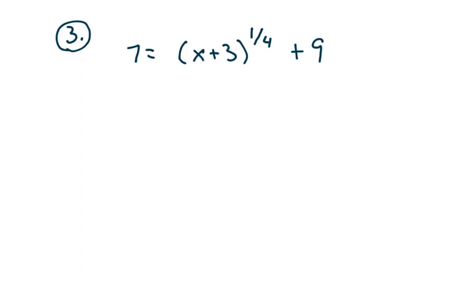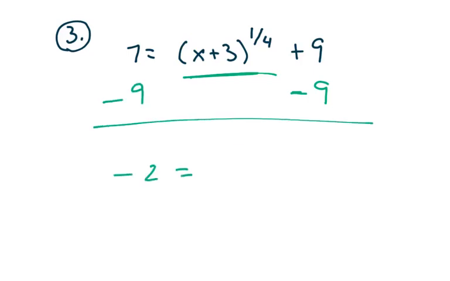So, go ahead if you haven't done so already, pause the video and try this on your own. I'm going to assume that you've done that. And on this one, we're going to subtract 9. Again, the idea is to get the function by itself. So we're going to subtract 9 from both sides. And we get negative 2 equals, still thinking about w, x plus 3 to the 1/4.